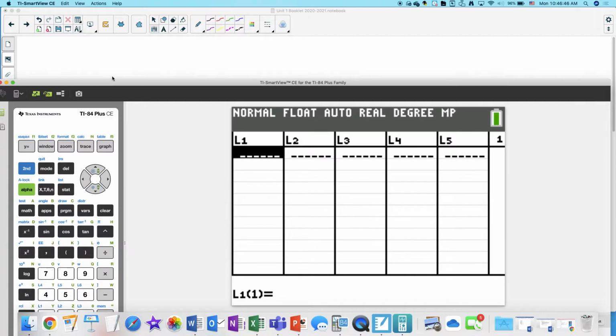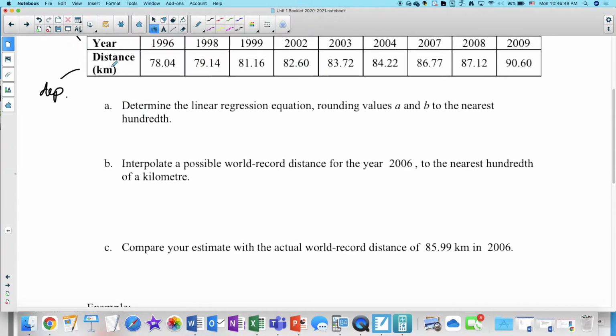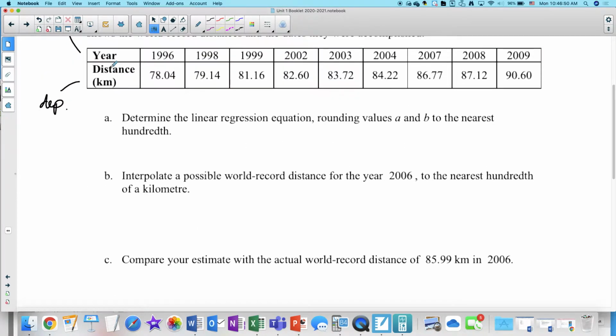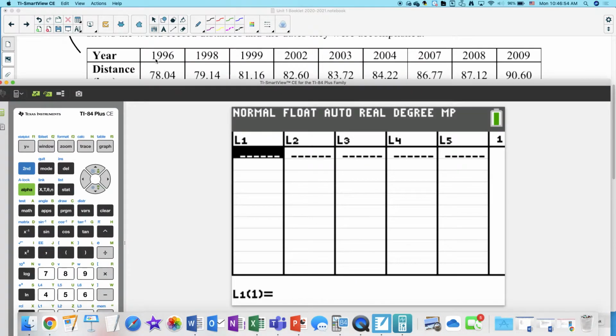Okay, so under L1, I'm going to enter in all of the years. 1996, and you can just hit enter, and it goes down to the next line. 1998.